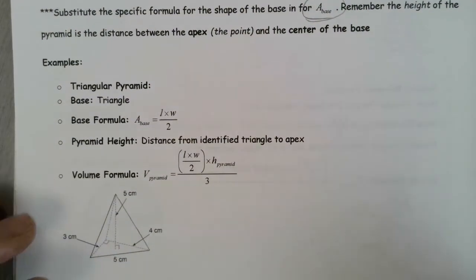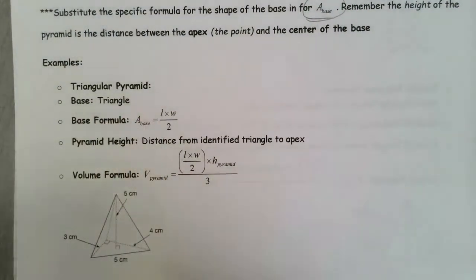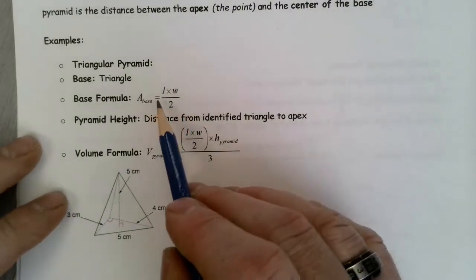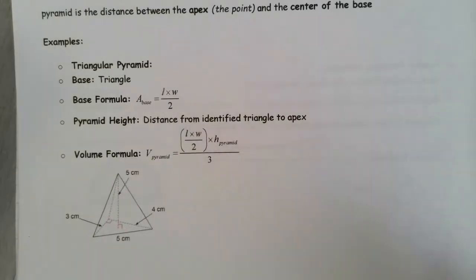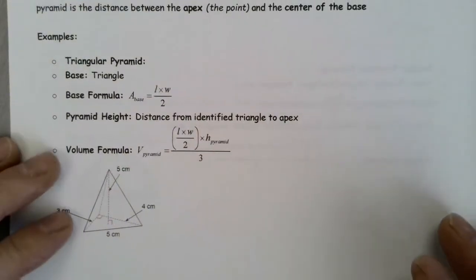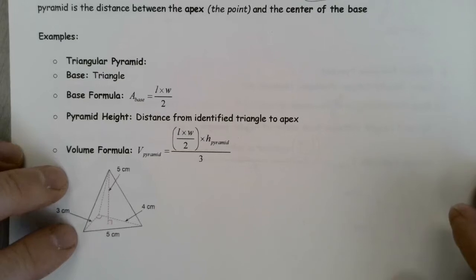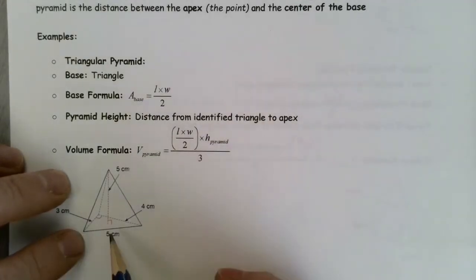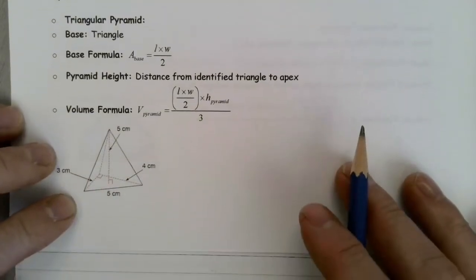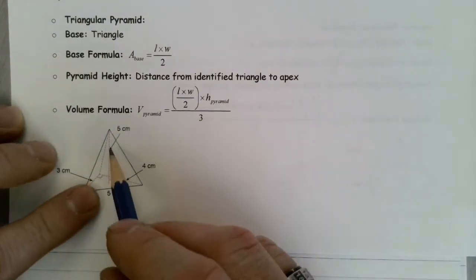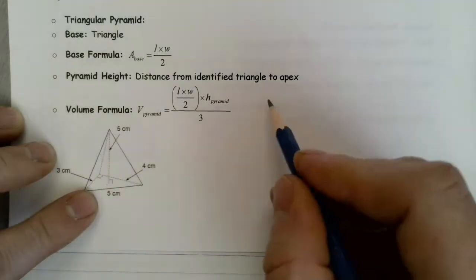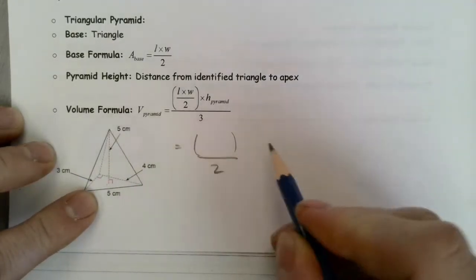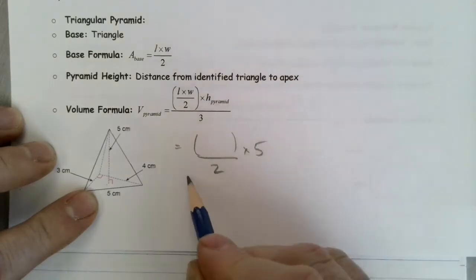For this question, it's a triangular pyramid, so we've got a triangle as a base. The base formula is going to be length times width divided by 2, assuming we can see that clearly and don't have to do any other work to get it. The height is the distance from the center of the triangle up to the apex, so the height here is going to be 5. So we have length times width divided by 2, multiplied by 5, and the whole thing divided by 3.